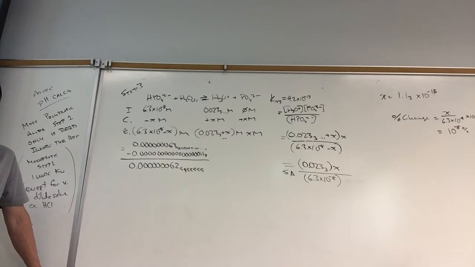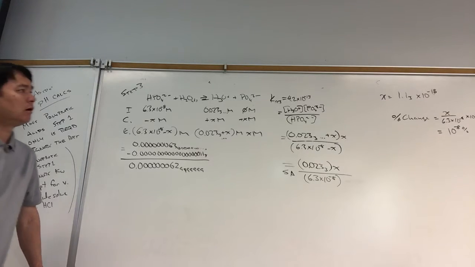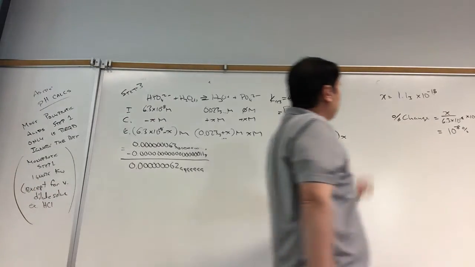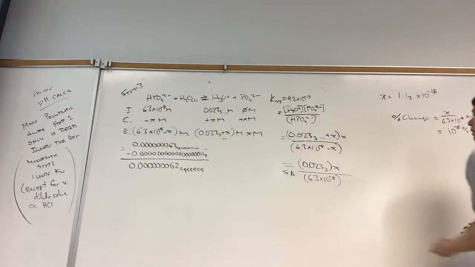Actually, plug this into your calculator, and what do you get? 6.3. Uh-huh. I don't think that number's correct. Shouldn't it be times 10 to the negative 7? For the x? For the x? Yeah. This one? Yeah. Let's check it.